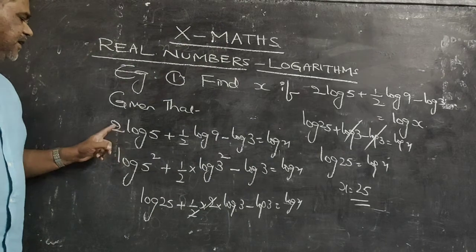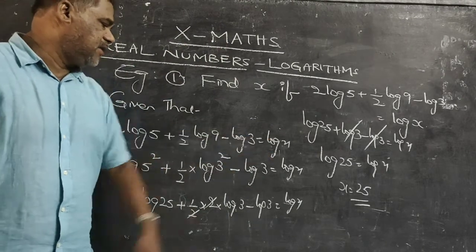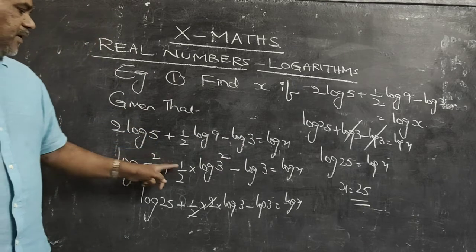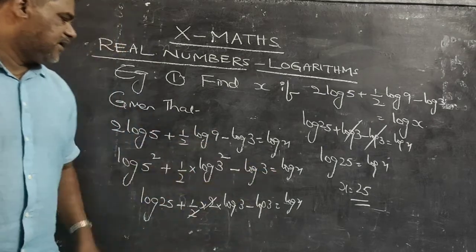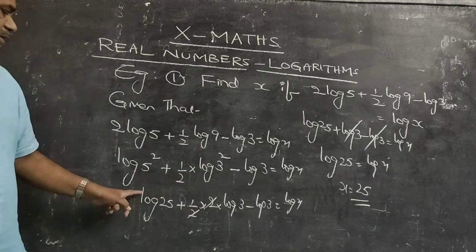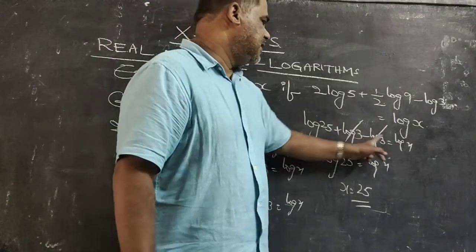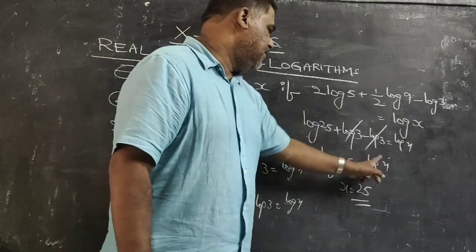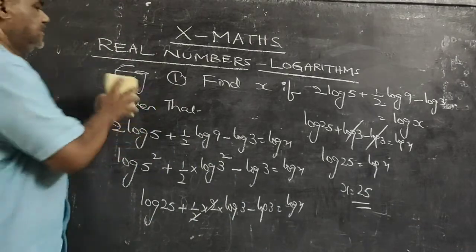So first take the given equation 2 log 5 plus 1 by 2 log 9 minus log 3 is log x. 2 comes as the exponent, log 5 square. 1 by 2, 9 can be written as 3 square, minus log 3 is log x. This 2 comes here, 1 by 2 into 2 get cancelled. So it is log 25 plus log 3 minus log 3 will get cancelled, is log x. Log 25 is equal to log x. On comparing, we will get x is equal to 25.